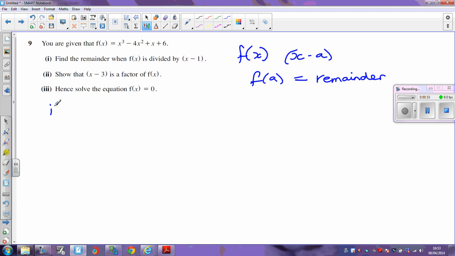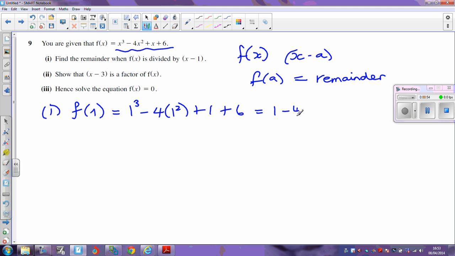Okay, so let's have a look at the first bit. The first bit says, here is our f of x. Find the remainder when f of x is divided by x minus 1. Well, the remainder is just going to be f of 1. So I'm going to put 1 instead of x into the polynomial. So it's 1 cubed minus 4 lots of 1 squared plus 1 plus 6. Well, that's just 1 minus 4 plus 1 plus 6. Well, that's 8 take away 4, which comes out as 4. So the remainder, when you divide this polynomial by x minus 1, will be 4.